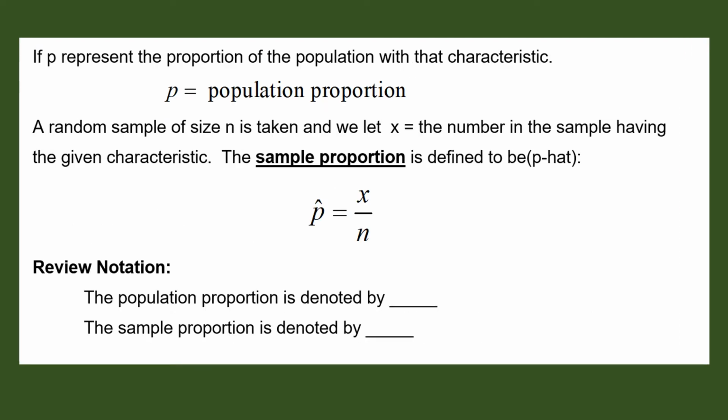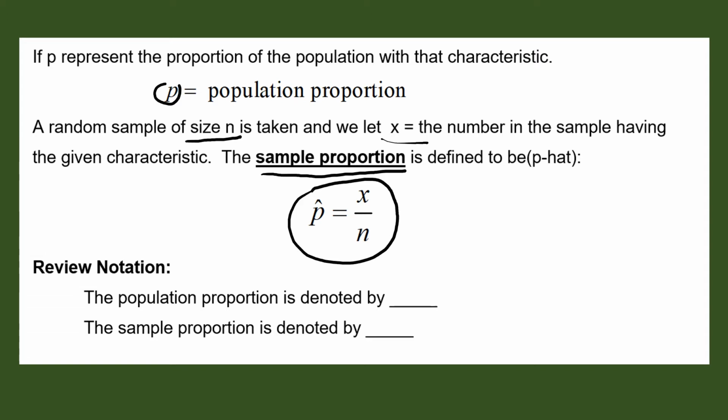So if we let P represent the proportion of the population with that characteristic, then P is equal to the population proportion. So we let P represent a proportion. A random sample of size N is taken, and we let X represent the number in the sample having that characteristic. Okay, so X in a way is, again, like binomial, but we're not talking really about how many. We are going to actually be looking at the sample proportion. And this is defined to be P hat equal to X divided by N.